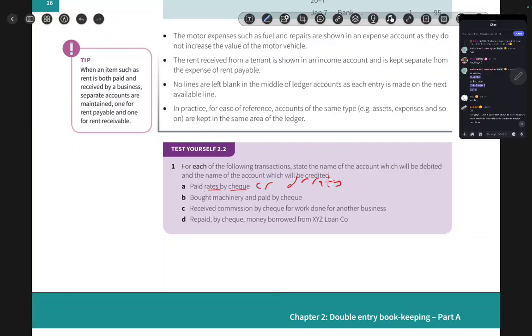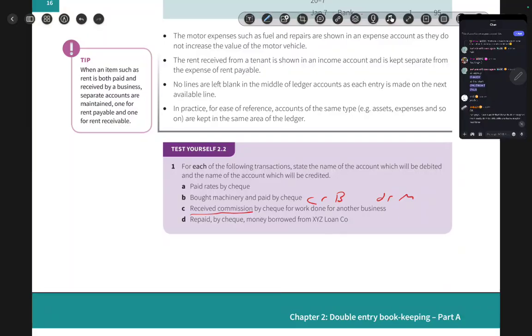Credit bank. I'll just write short forms, I guess. Oh yeah, it's okay, no need to write them. Bought machinery and paid by check, your bank balance reduces, so you credit your bank, and your machinery increases, so you debit your machinery.